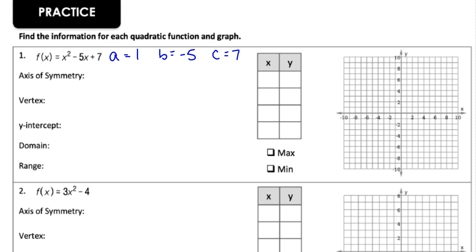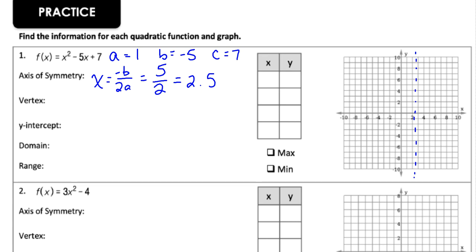All right, we're going to use that information now to find my axis of symmetry. The formula for that is the opposite of b over 2a. So in this case, that would be +5 divided by 2. And that just means that the axis of symmetry is at 2.5. So we're going to plot that over here, 2.5.